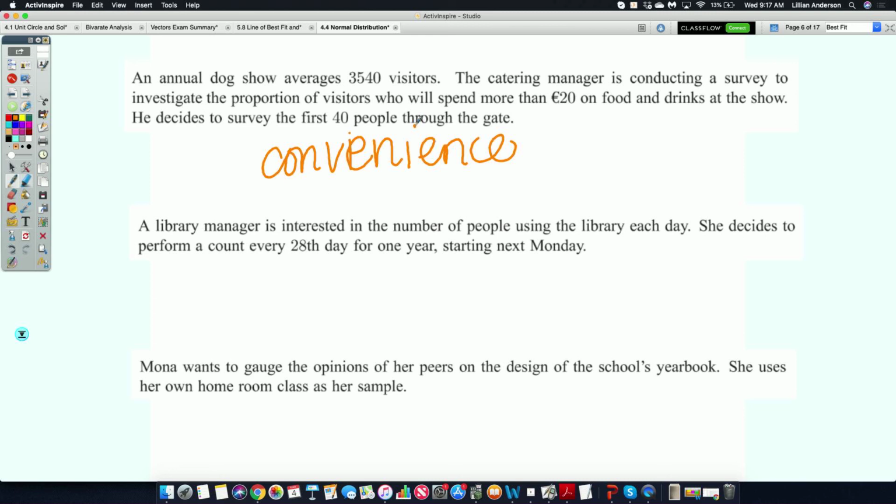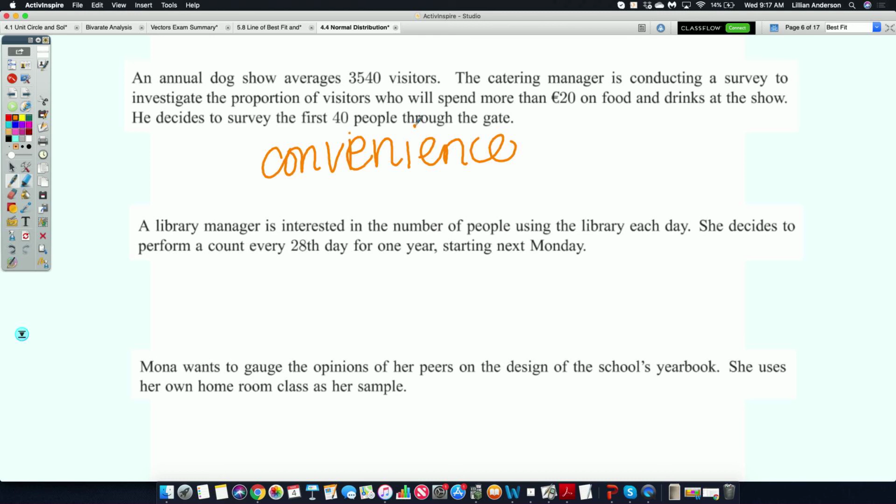This would be systematic: to say he decides to survey every other person who walks through the door, or every 10th person who walks through the door. Like he has a pattern with how he's going to collect his information.